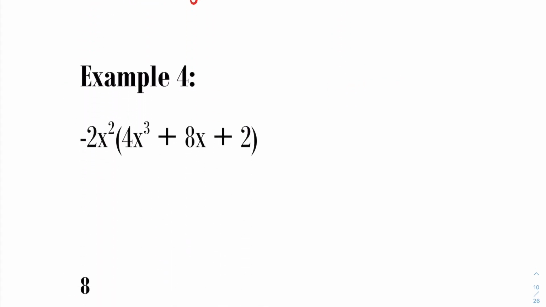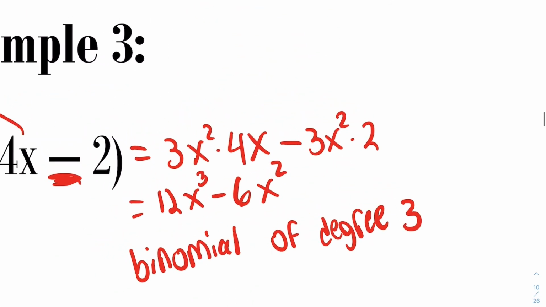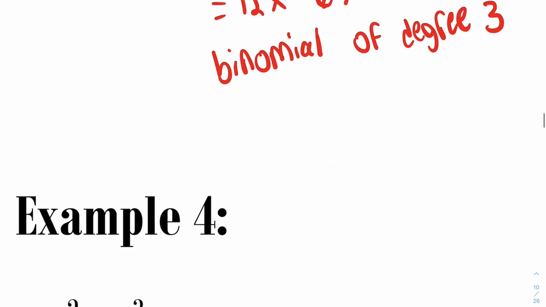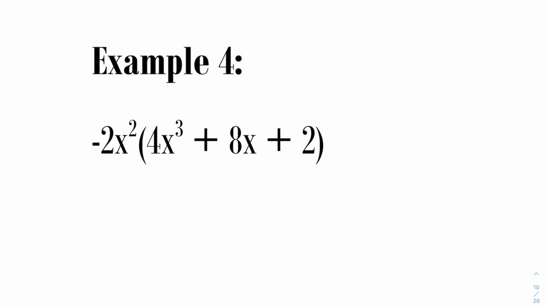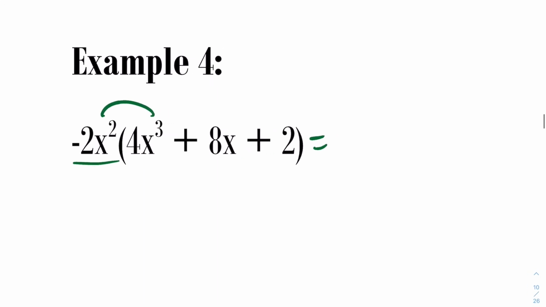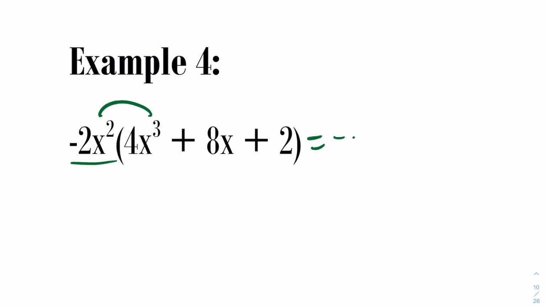This last example, I'm going to do it a little bit differently. I'm just going to skip this first step and go straight to the second step. If you're pretty comfortable with multiplying, skipping the first step shouldn't be that bad, just as long as you think about it. We have negative 2x squared on the outside, and it's going to multiply 4x cubed. A negative 2 times 4 makes negative 8. X squared times x cubed makes x to the 5th. Then negative 2x squared is multiplying the second piece.